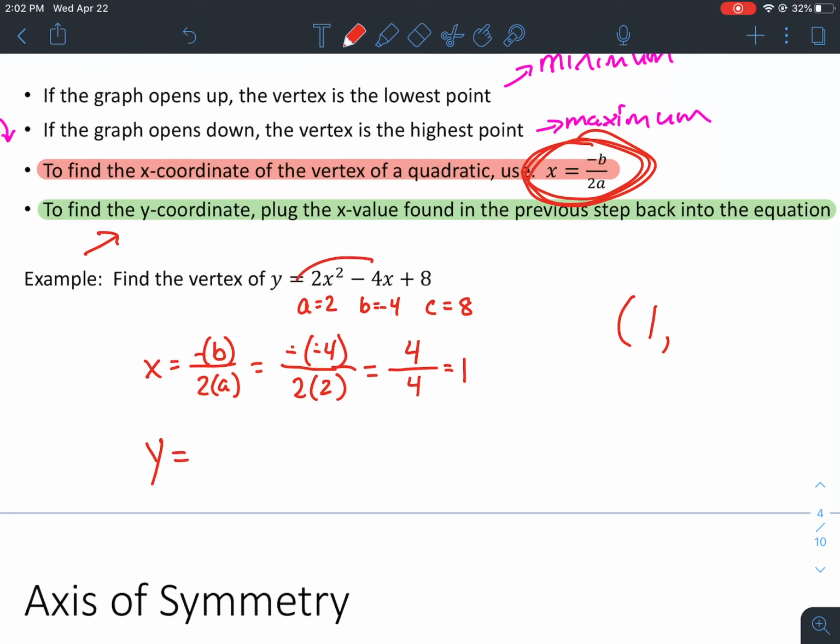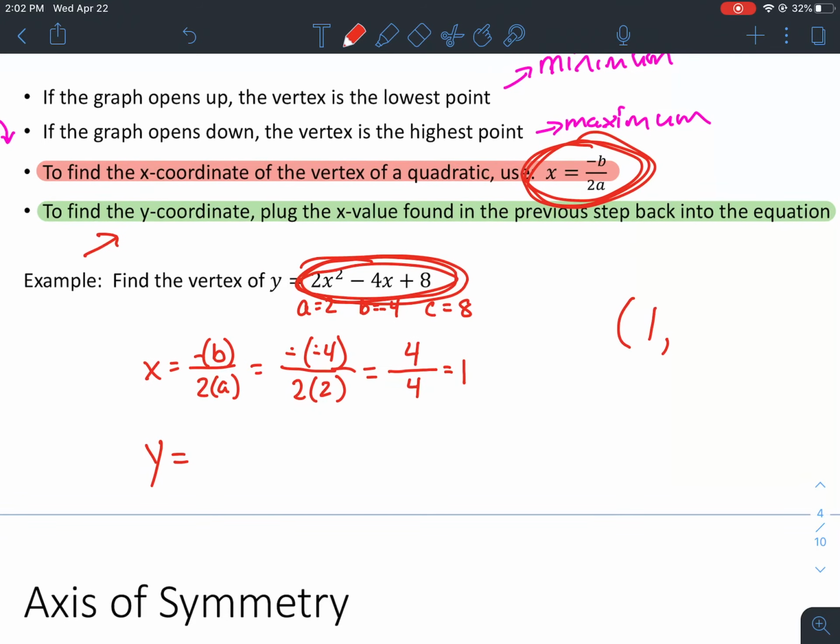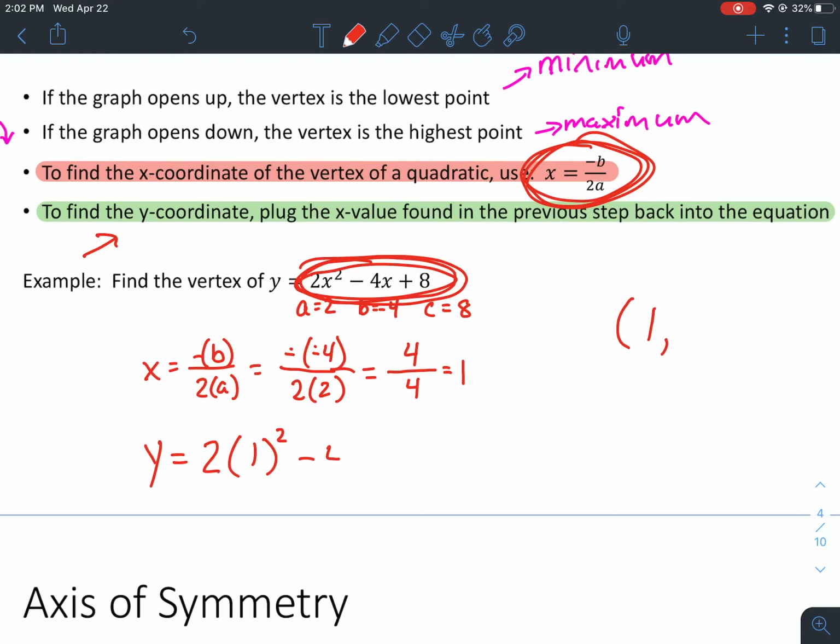Y equals, so now I'm going to take this part right here, and I'm going to copy it, but instead of writing x's, I'm going to plug 1's in. So it's going to be 2 parenthesis 1 parenthesis squared. I replaced the x with a 1, minus 4 parenthesis 1 instead of the x, plus 8. Now, some may be thinking, are the parentheses necessary? Are they important? And the answer is yes, they are necessary. It is so important that you remember to put parentheses around whatever you're plugging in, because it ends up affecting our order of operations when we do our calculations.